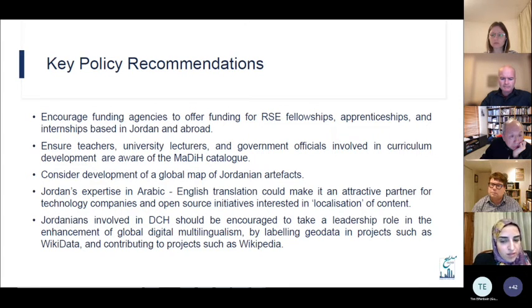We have many Jordanian artifacts that are around the world. So through MaDiH, maybe we can consider the development of a global map of Jordanian artifacts. The expertise in Arabic and English translation also can support the localization of the content. Also, Jordan is involved in digital cultural humanities, so they can take leadership in the enhancement of global digital multilingualism, because this was also an issue that we have faced while working on the CCAN. For example, the Arabic translation was not right or was not enough, so we had to contribute a little bit to the CCAN translation.